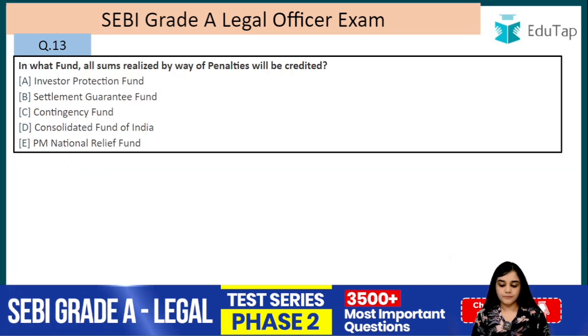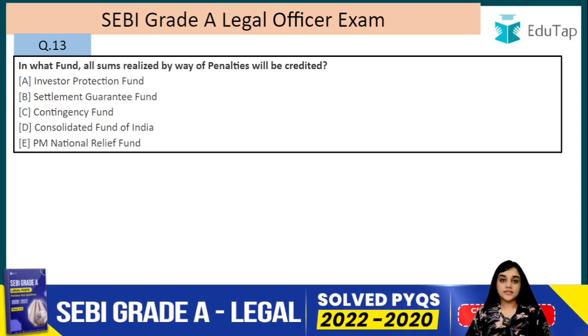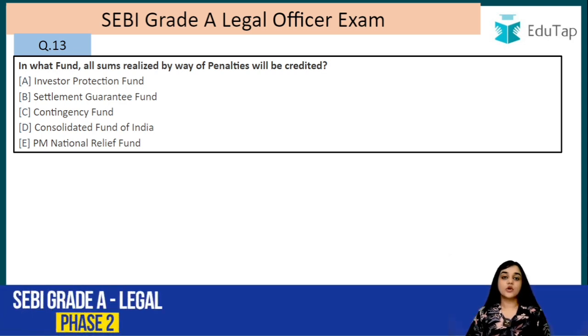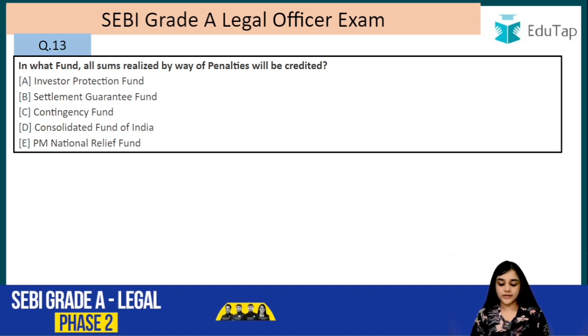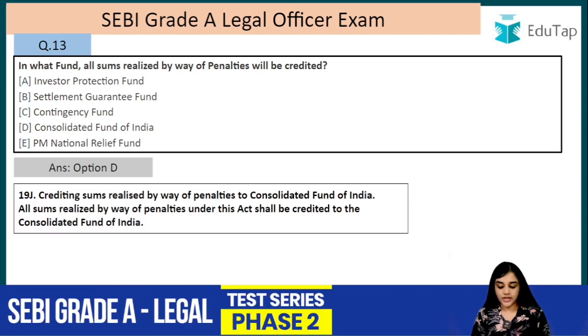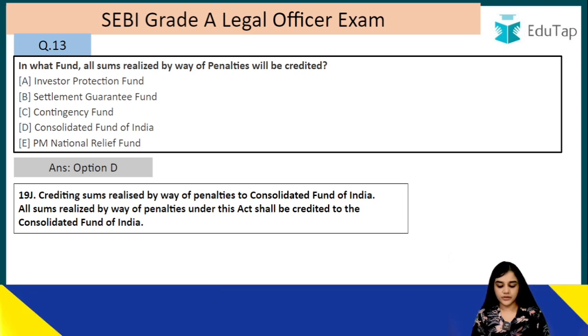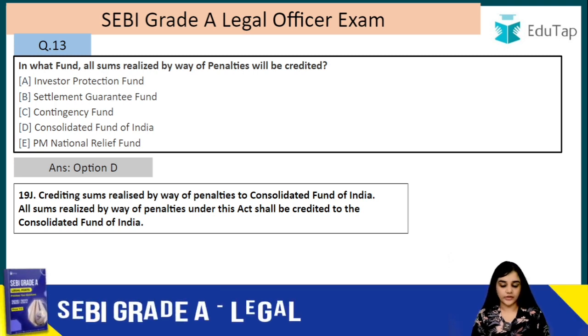Question number 13. In what fund will all sums realized by way of penalties be credited? So all the sums that are collected by way of the penalties, they are credited into what? They are credited into the Consolidated Fund of India. The answer is option D. It is given under section 19J, crediting sums realized by way of penalties to Consolidated Fund of India. All sums realized by way of penalties under this act shall be credited to the Consolidated Fund of India.